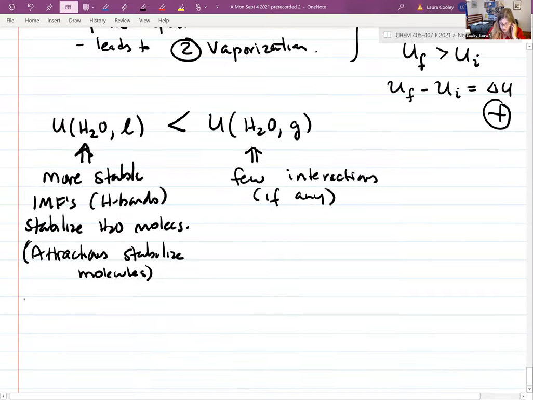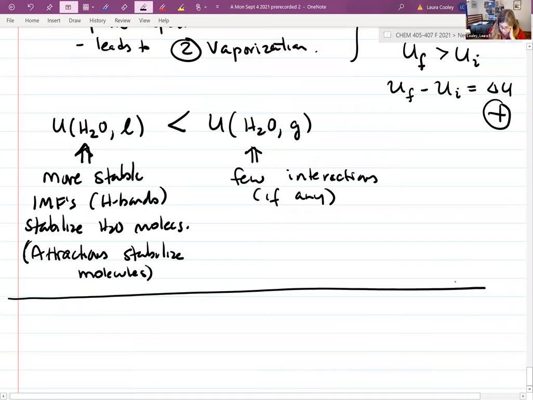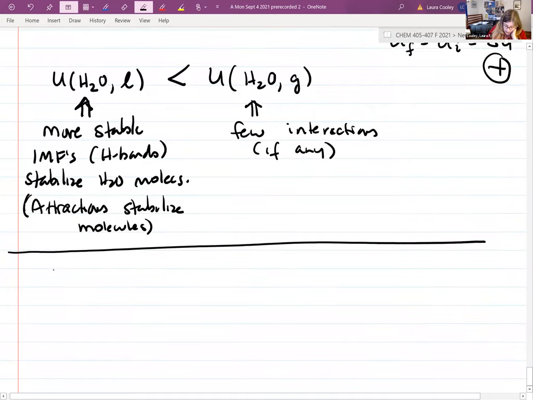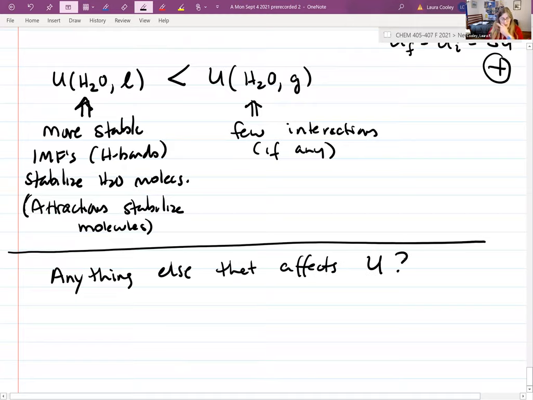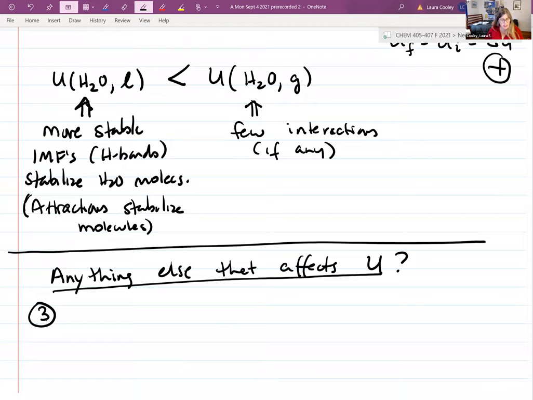All right, so that's great for that part, but there's actually something else. Anything else that affects the internal energy? And this one is the hardest one to see and to realize is there. And there is a third thing, okay? Besides the temperature going up and leading to increased kinetic energy, besides the vaporization, there's also the fact that the system expands.